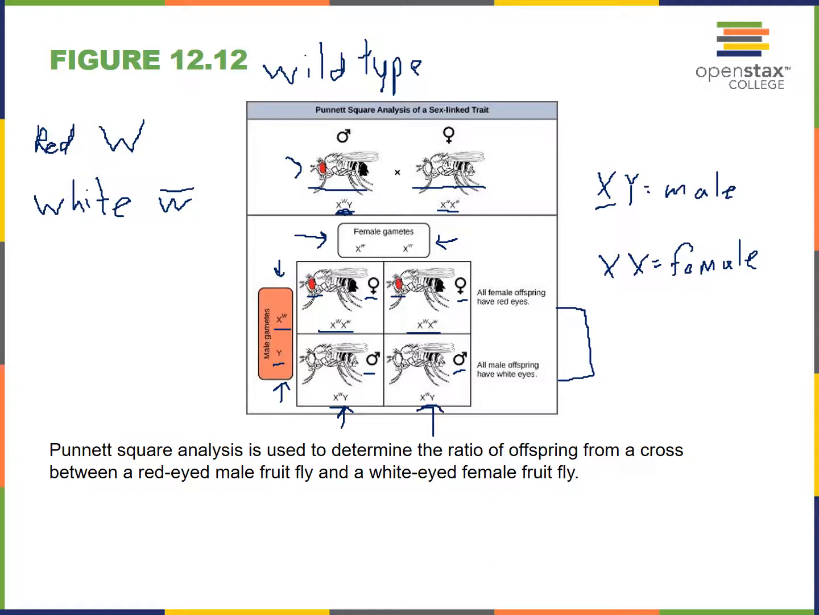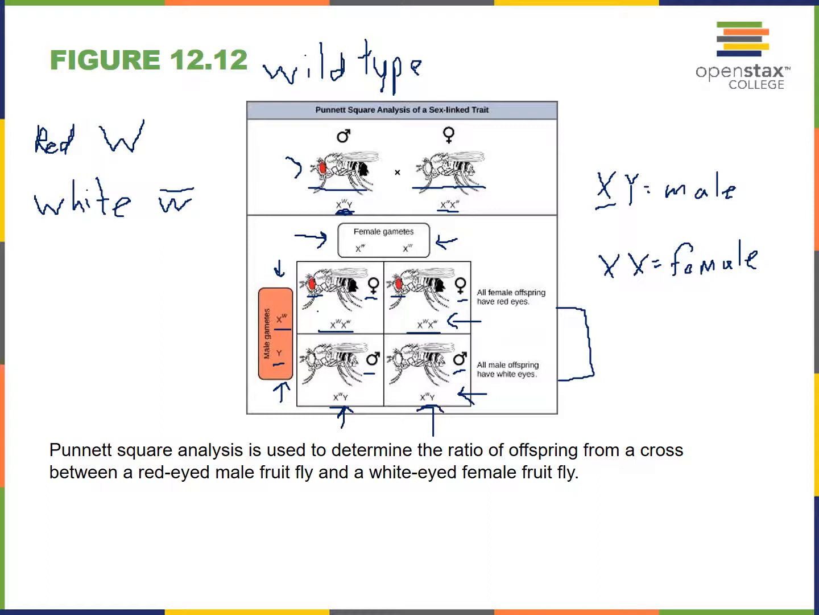So your genotypic ratio, you have 2 of these and you have 2 of these. So it would be a 1-to-1 ratio. So it would be 1 X big W, X little w, to 1 X little w, Y. And the phenotypic ratio, you would have 1 red-eyed female to 1 white-eyed male.